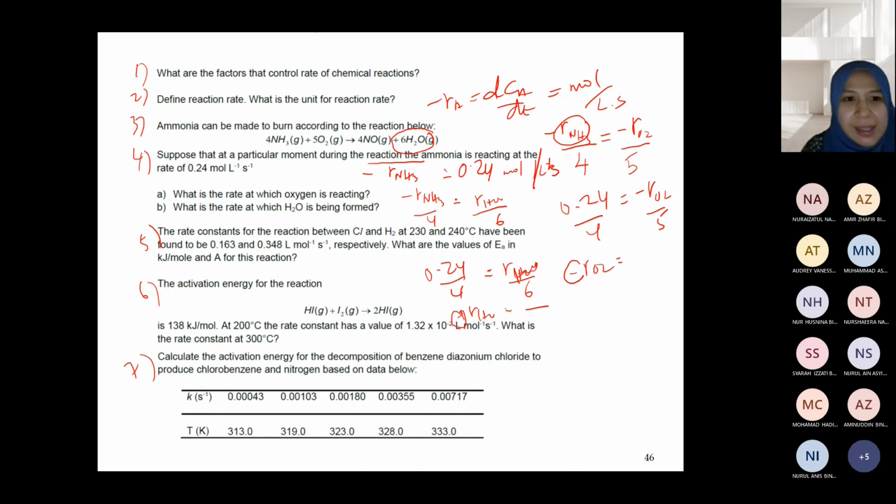Okay, so for number 5 ni, the rate constant for the reaction between ClH2 at 230 degree and 240 degree have been found to be 0.163 and 0.348 L per mol per second, respective. Okay, so what are the values of EA in kg mole and A for this reaction? Okay, so from here you can see it is given the value for the temperature, two kind of different temperature, which is this one is T1 and then this is T2. Okay, and then this one is L per mole per second.